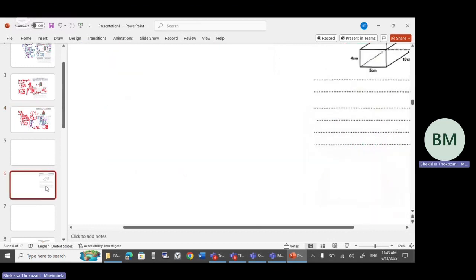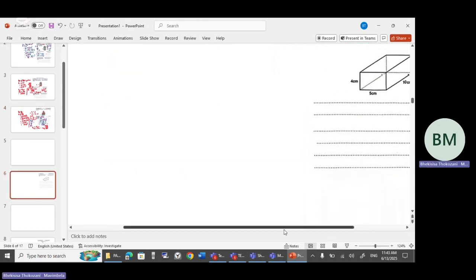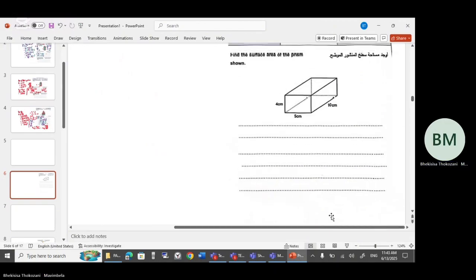Okay, the next one talks about, let's see. It says find the surface area. Okay, guys, I think we haven't been doing surface area, but yeah, now is our time to do it. So the surface area, guys, it's okay. We did it in multiple choice. I remember there was a question about the surface area as well.